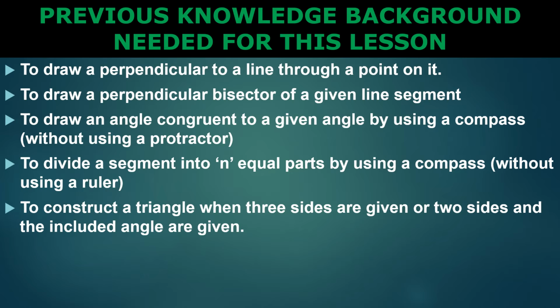When I say n equal parts, it means anything like 3 equal parts, 4 equal parts, 5, anything, any number. n can stand for any number, into n equal parts by using a compass without using a ruler, to construct a triangle when 3 sides are given or 2 sides and the included angle are given.